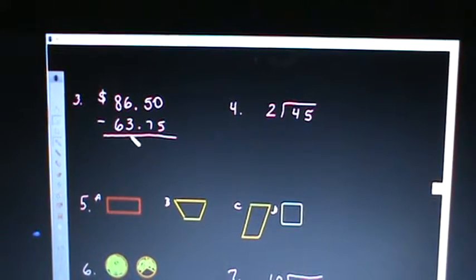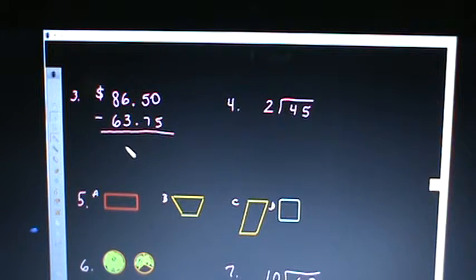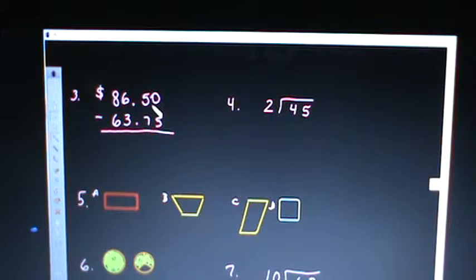Number 3. It says a new racket costs $86.50. Miriam has $63.75. How much more money does she need to buy the racket? This would be a subtraction problem. This is how much the racket costs. This is how much money she has. So we're going to subtract.